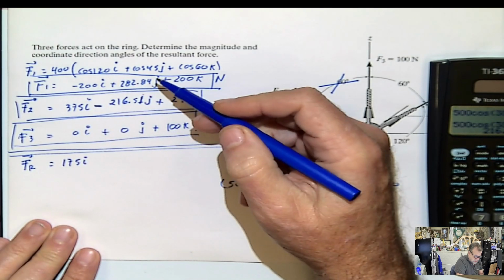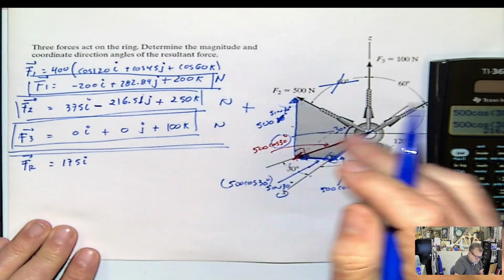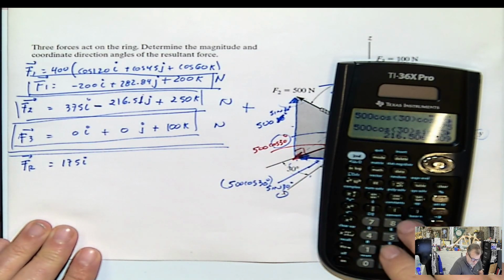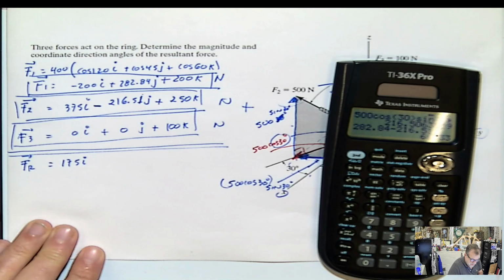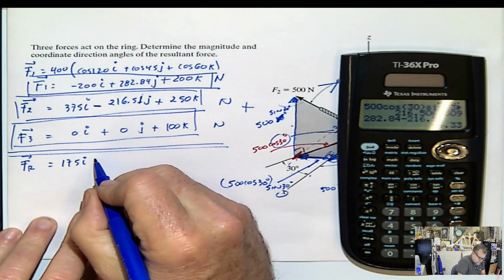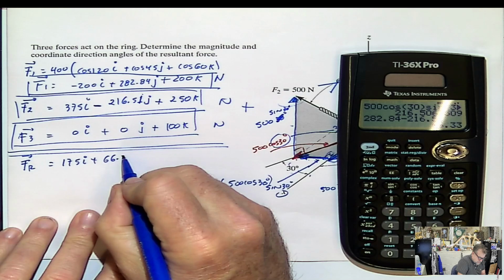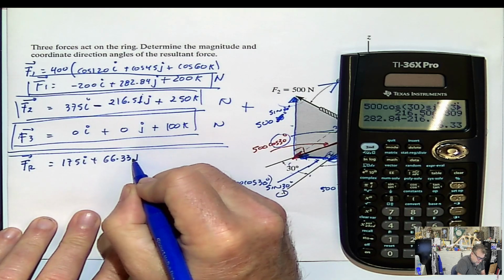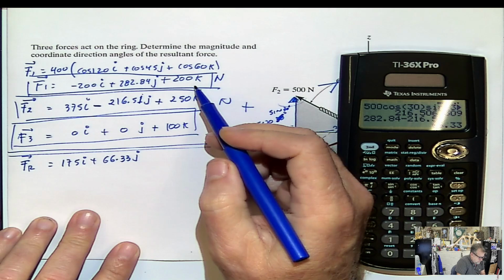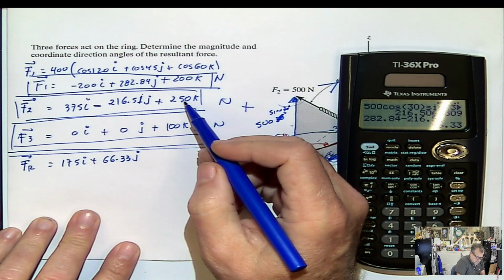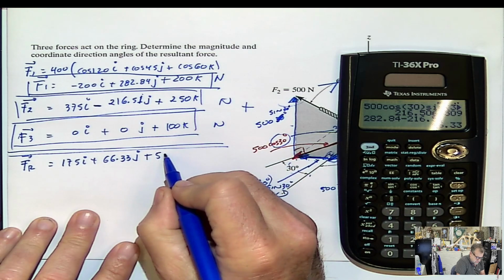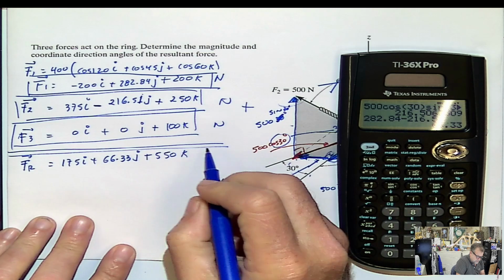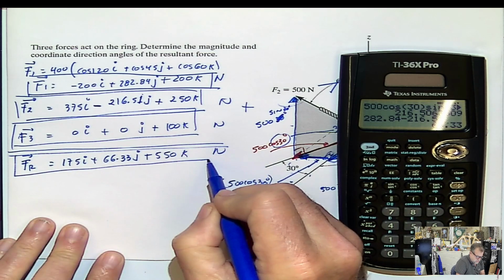And then you have here 282.84 minus 216.51, 66.33 in J. And then you have 200 here, plus 250, plus 100 is 550 K Newton. And this is the resultant force.